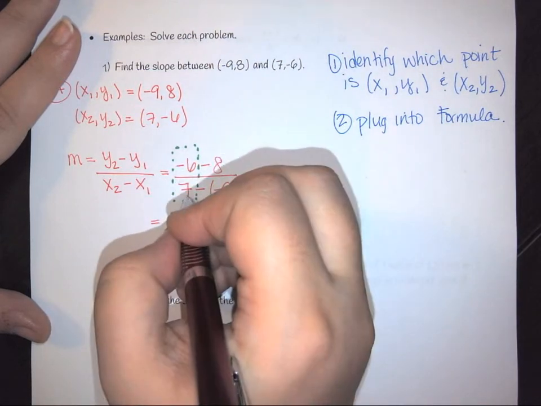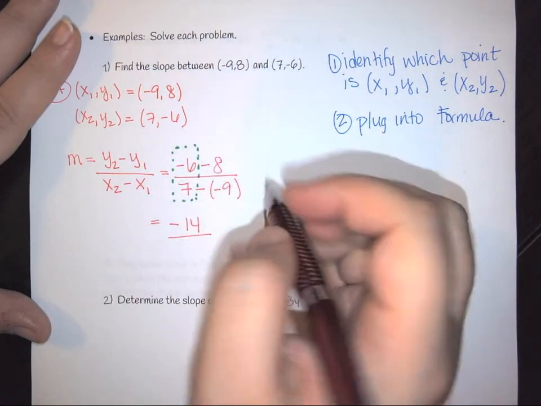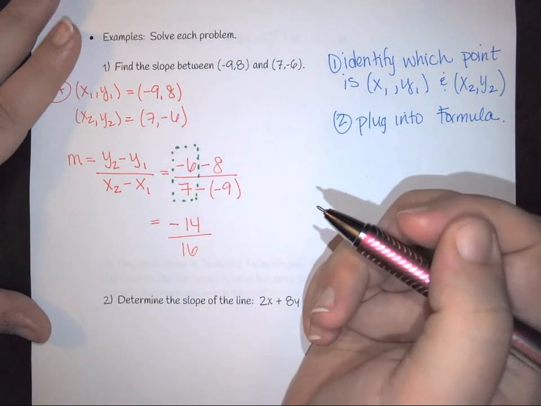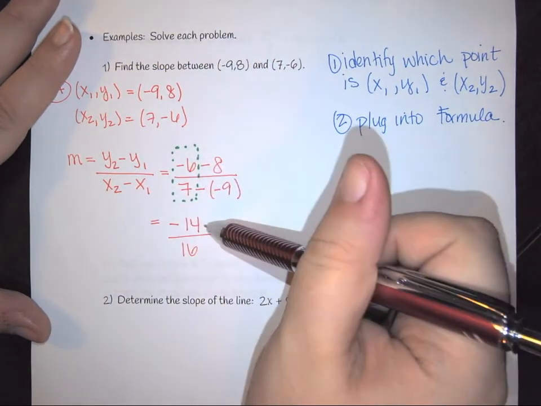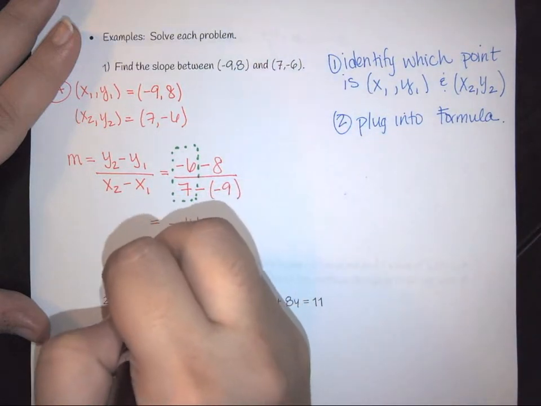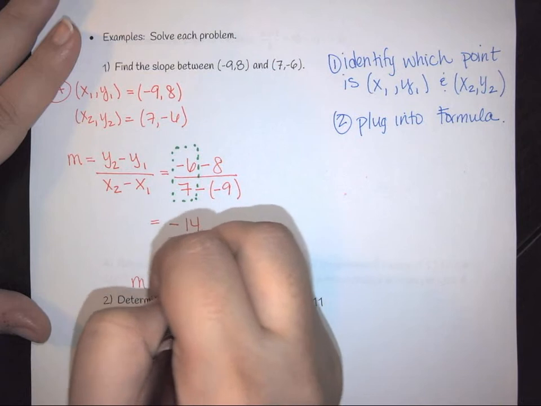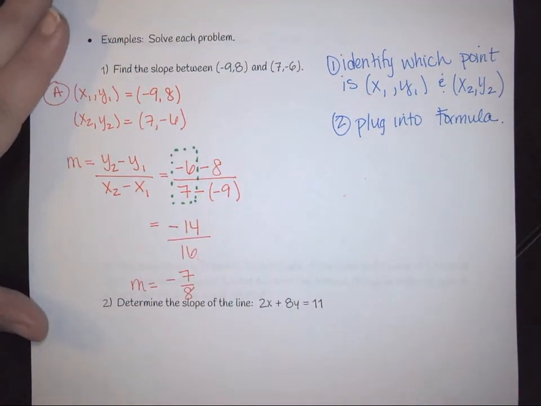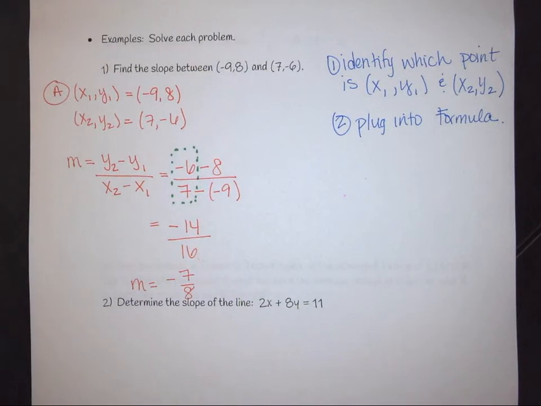And I have 7 minus a negative 9, so that's the same as 7 plus 9, which is 16. And now you need to reduce. I can take a 2 out of the top and bottom, so I end up here with my slope being a negative 7 over 8. Now, if you remember, I said that it didn't matter if you went forwards or backwards.